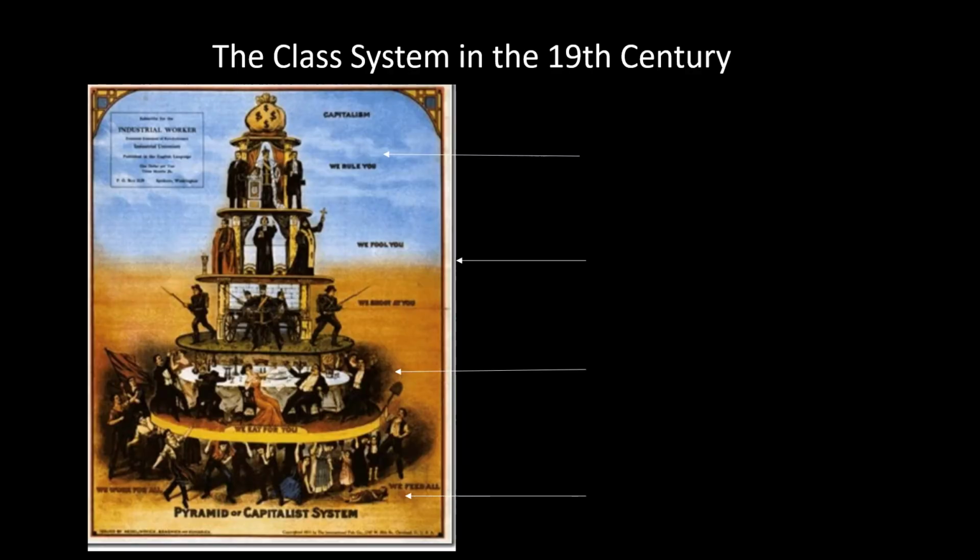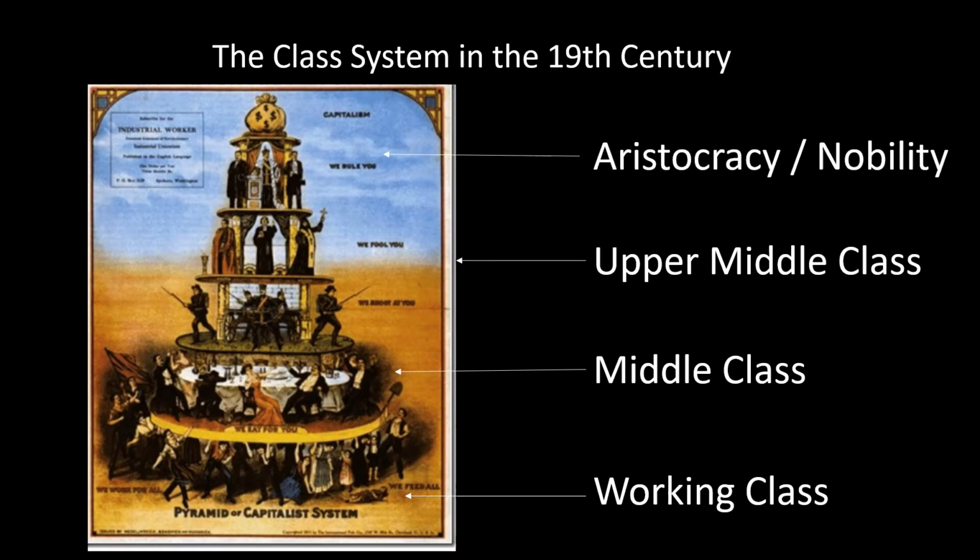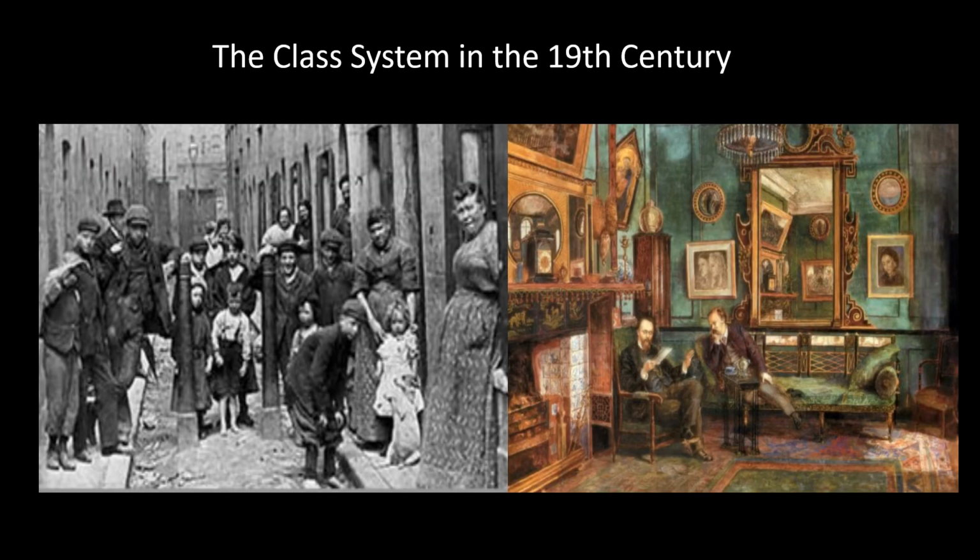The 19th century was a capitalist society which was based on a rigid class system. This consisted of four main classes: the working class, the middle class, the upper middle class, and aristocracy, or sometimes referred to as nobility. During this period of time, there was a large gap between the lifestyle of the working class compared to the middle classes. During this era, 80% of the general population was working class.